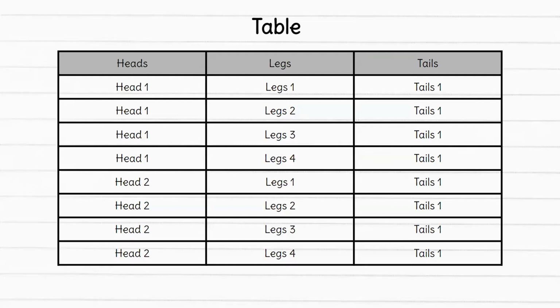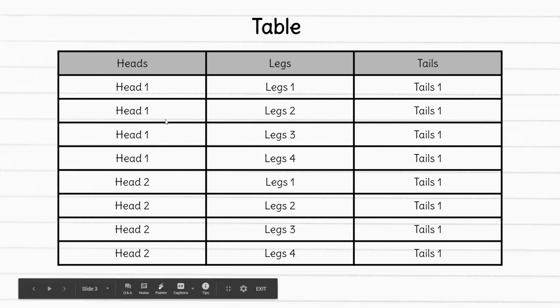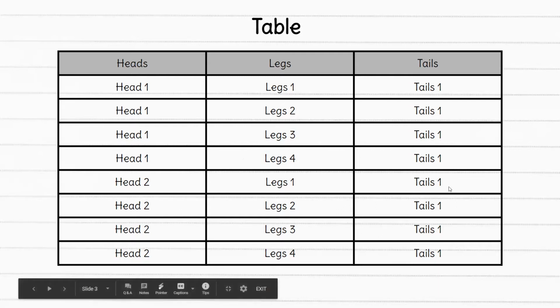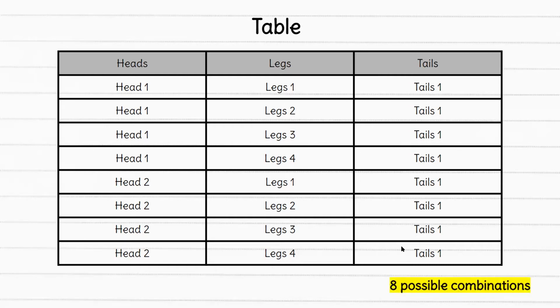All right, so we can solve this question by drawing a table. We can start by making 3 columns of our options, so that would be heads, legs, and tails, and then write out all the possible combinations in each row. I did so like here. I put 2 options for heads, and then with each head, there are 4 options for legs and 1 option for tail, giving us a total of 8 rows or 8 possible combinations.